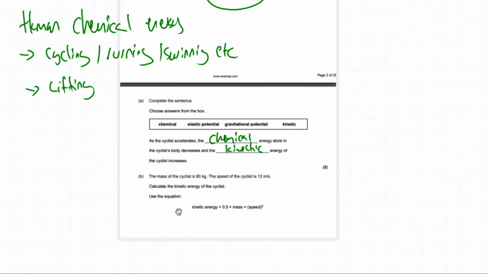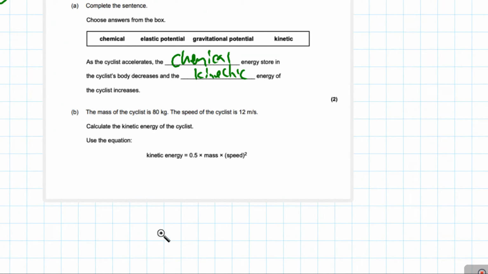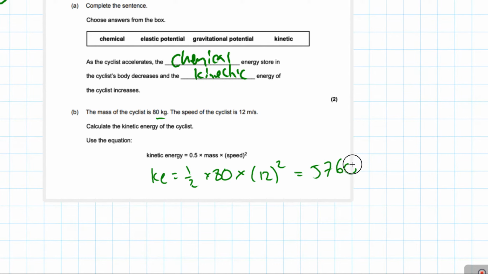Part B, the mass of a cyclist is 80 kilograms, the speed of the cyclist is 12 meters per second. Calculate the kinetic energy of the cyclist using the equation. So this one is a nice question because it tells us exactly what we need to do. Kinetic energy is a half times the mass, which is 80, times the speed, which is 12 squared. So your answer is 5,760 joules.